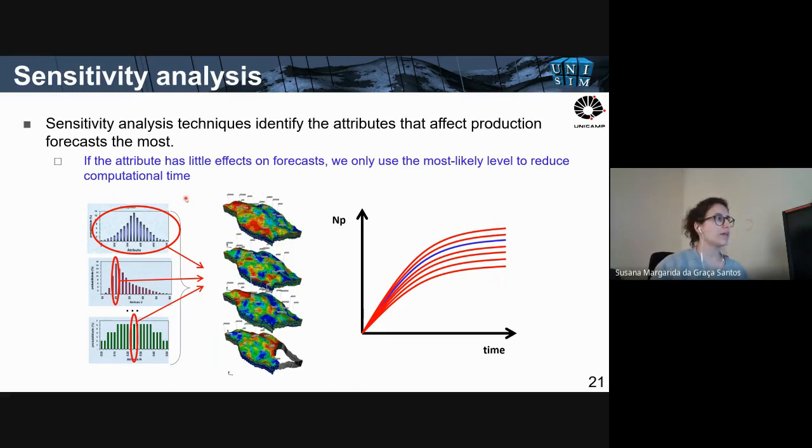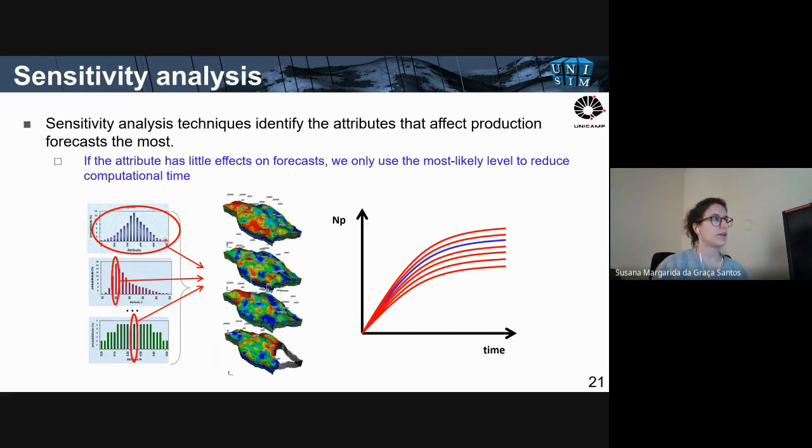One way is what we call the one-factor-at-a-time sensitivity analysis, meaning that I get my base case, which is the most likely value for all the other attributes, and I vary all the possible values of this one.